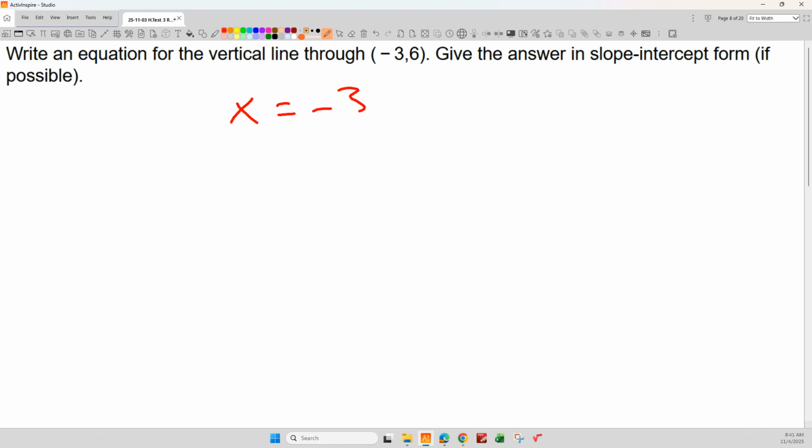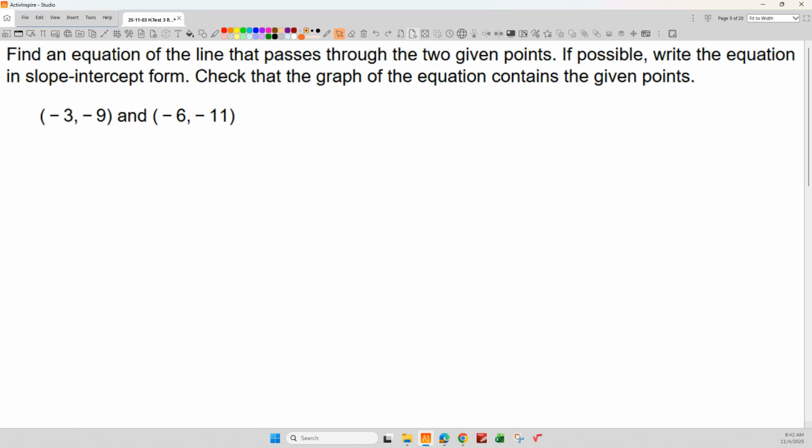Good. For vertical lines, you don't really need to. It says give the answer in slope-intercept form or standard form, but it doesn't matter, right? There's only one way to write the equation of a vertical line or a horizontal line, and so the form is really irrelevant.